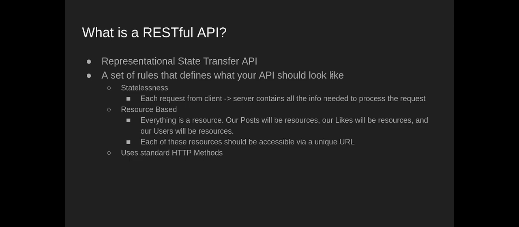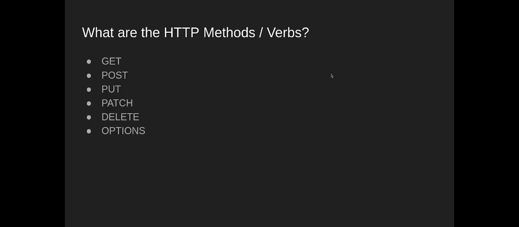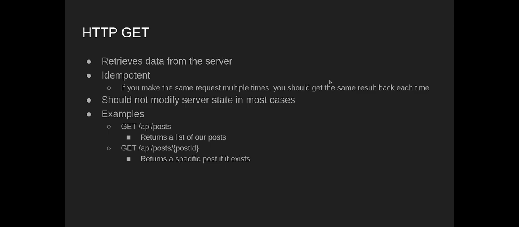So what are HTTP methods? Well, they are get, post, put, patch, delete, and option. So for HTTP GET, its purpose is it retrieves data from the server. It's idempotent, which means if you make the same request over and over and over again, you should get the same result back each time. And it should not modify the server state in most cases because you're retrieving data. However, if you're doing something like tracking how often a user has viewed something, it may modify server state as a side effect.